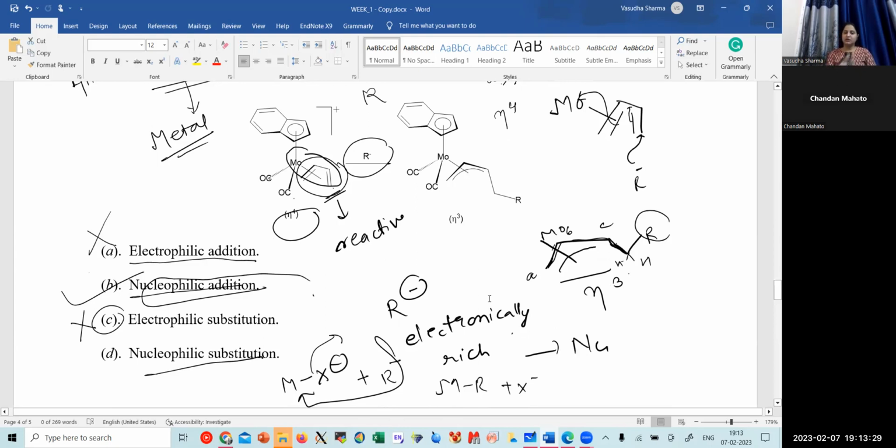So now it is clear that firstly you have to see the reactant. What is your substrate complex? Only from there itself you will get to know how to eliminate the two options.